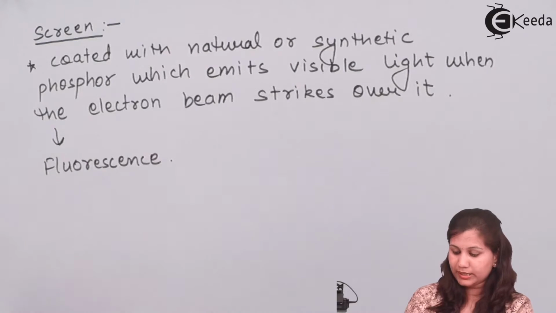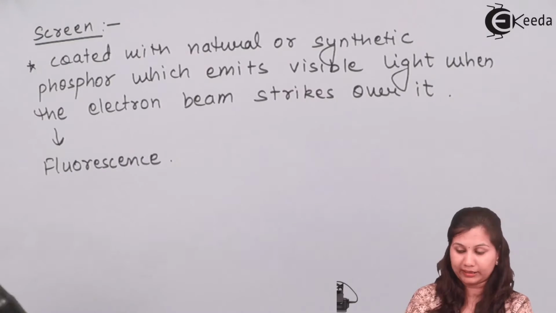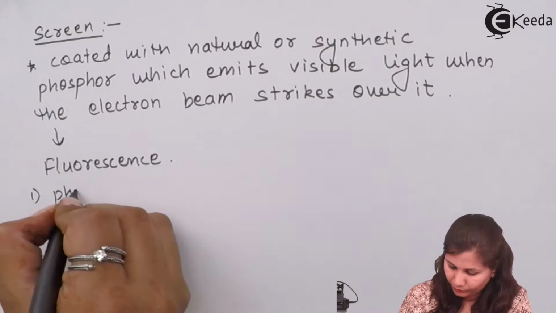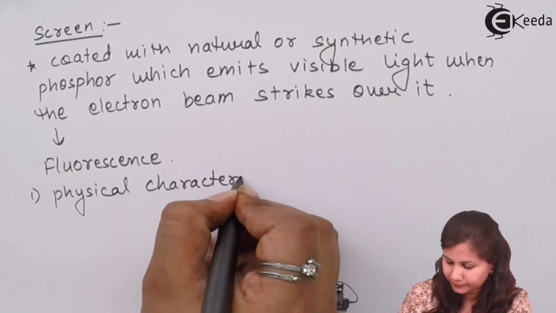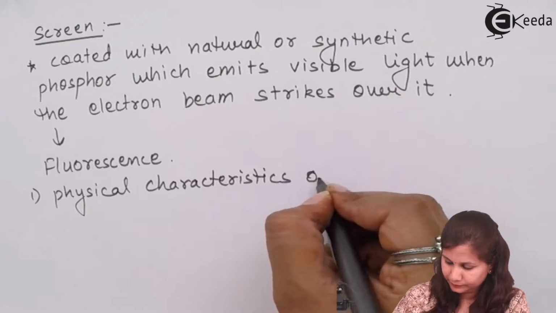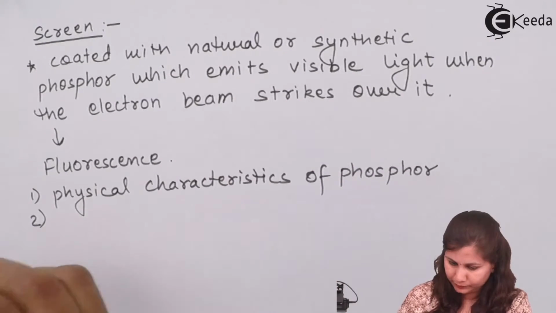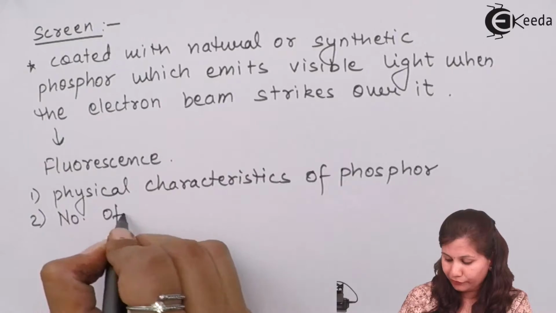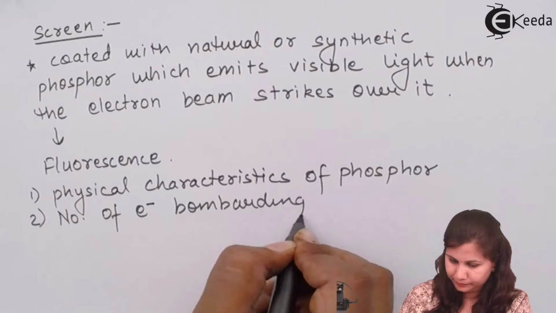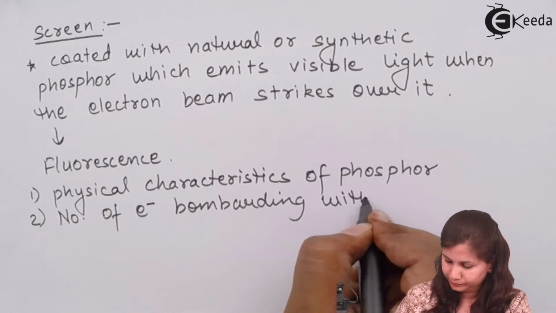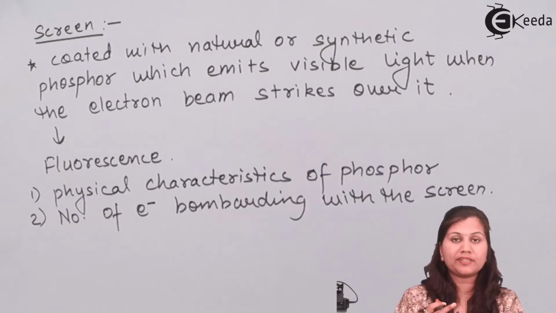Okay, now this fluorescence, that is the intensity of this fluorescence, it depends upon some factors like physical characteristics of the phosphor, number of electrons bombarding with the screen, means the number of electrons which are striking the screen.